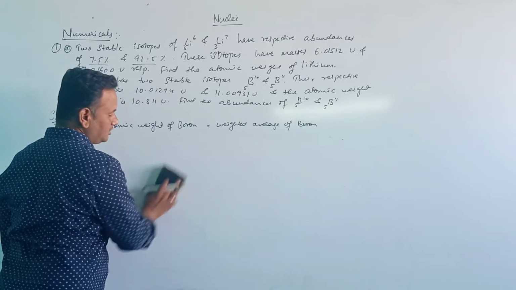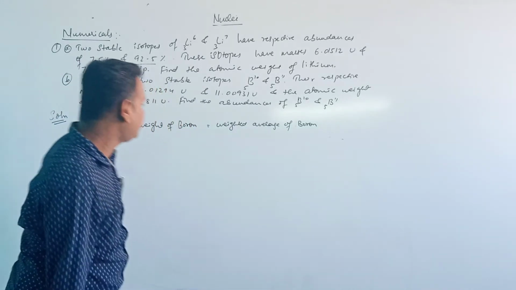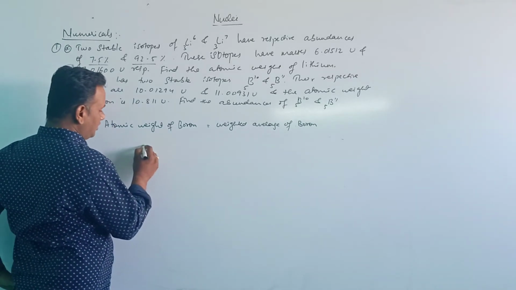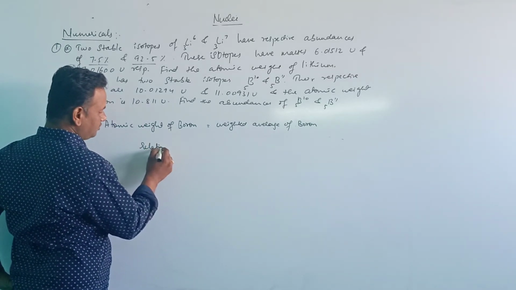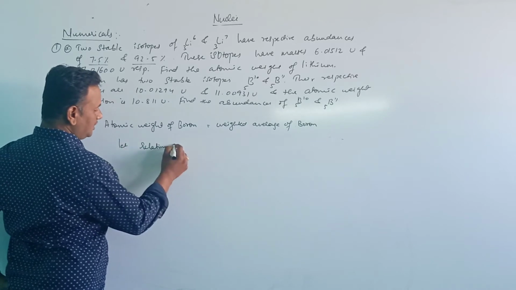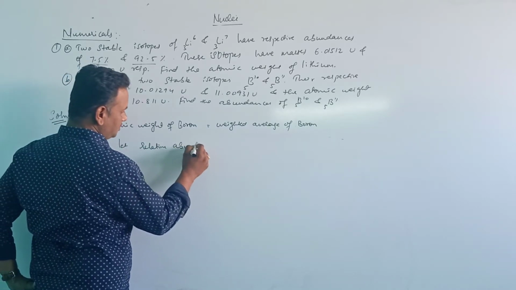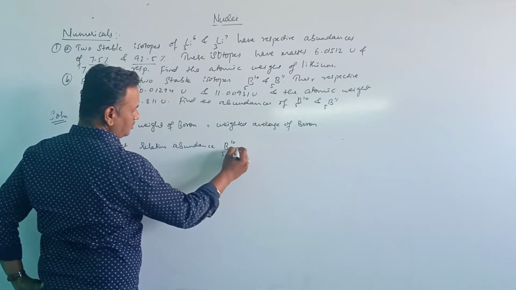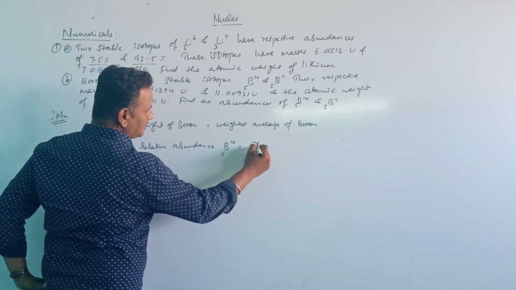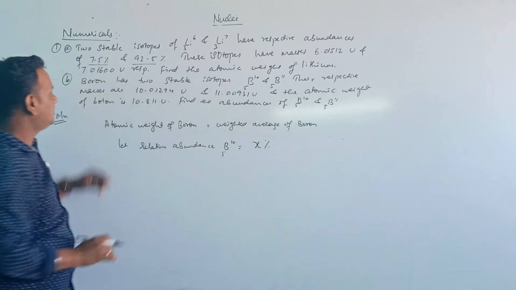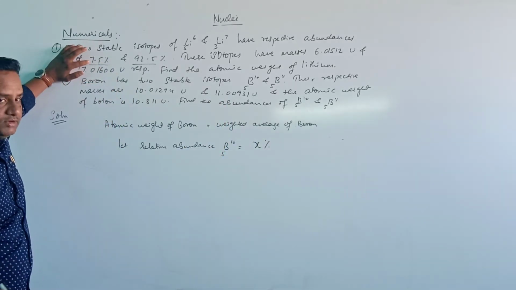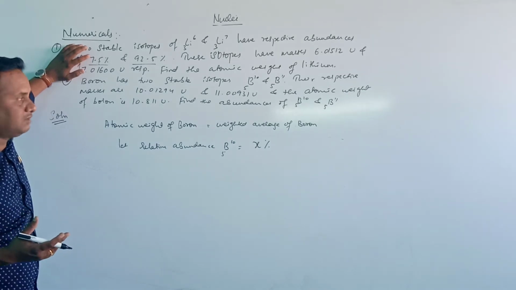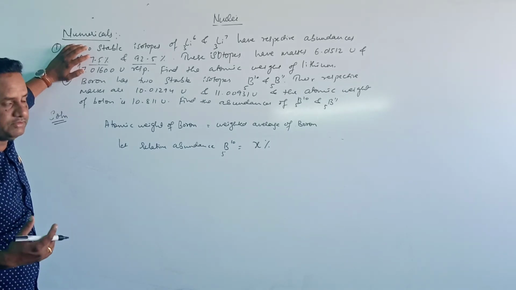So before that, we'll get to know. Let us consider that the relative abundance of boron 10.5 is X%. As in the previous question, he has given the respective abundances of both isotopes, lithium 6.3 and lithium 7.3.